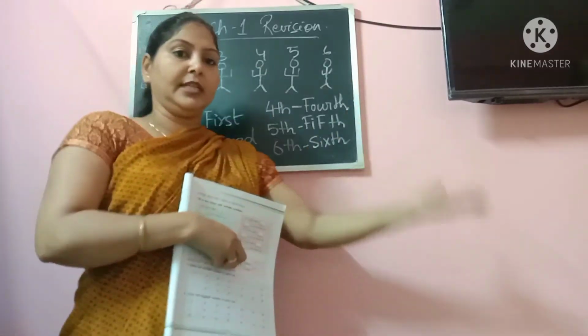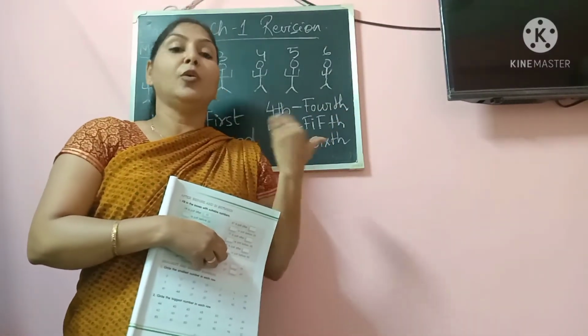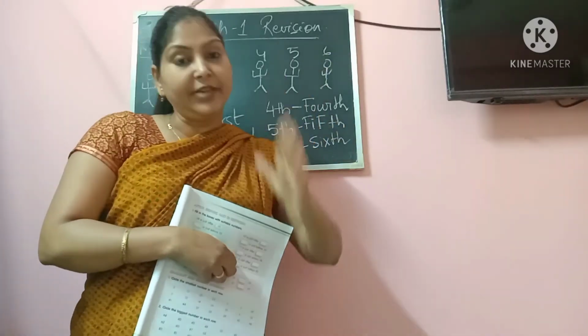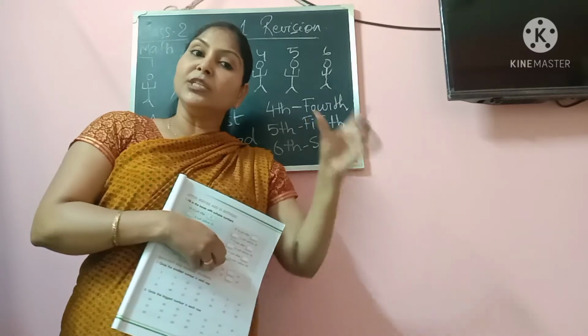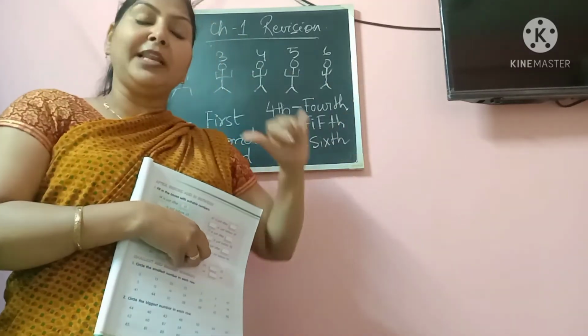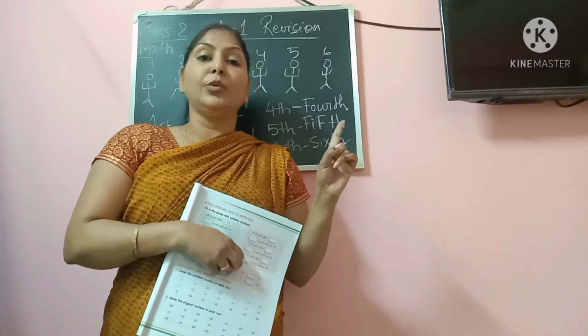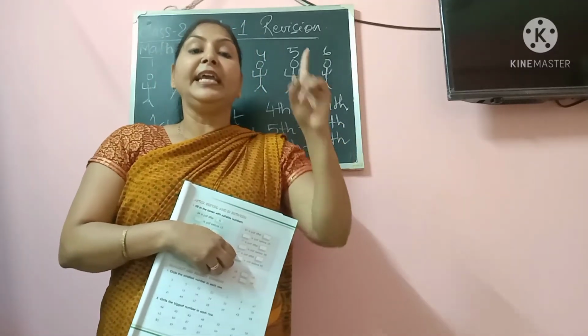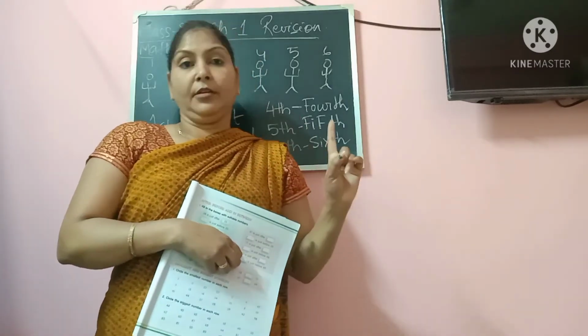Now what about the next? After that, how do we say? Then from 11, how do we read? We read 11th, 12th, 13th. We know the spelling of 11, we know the spelling of 12, we know the spelling of 13. All we need to do is add TH at the end. Okay, so that is our motive.